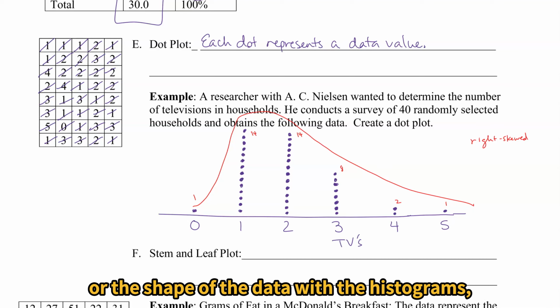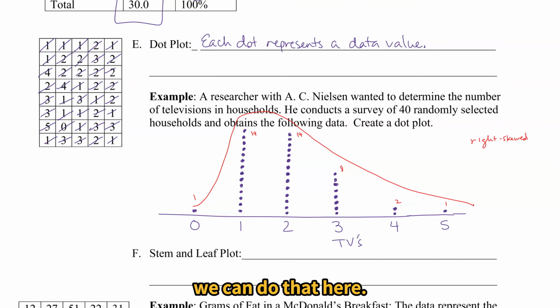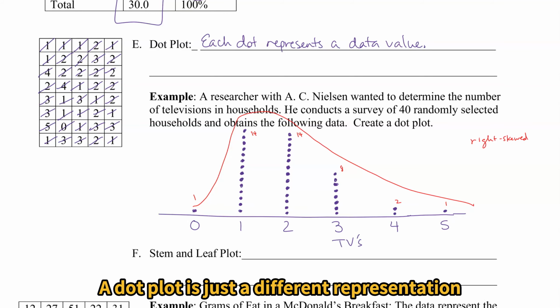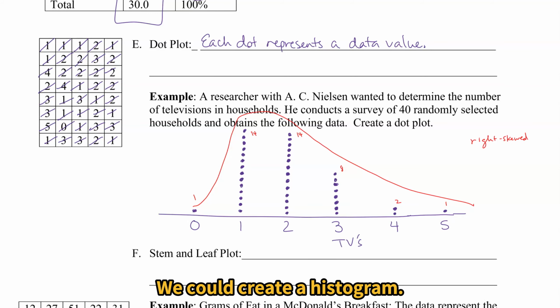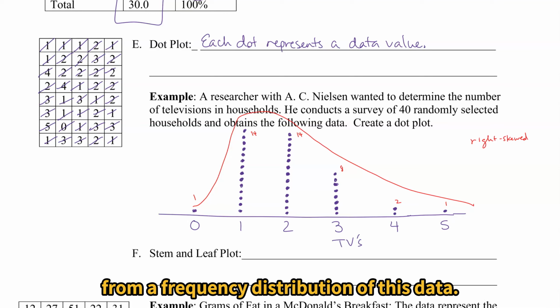even though we normally talk about the nature or the shape of the data with the histograms. We can do that here. A dot plot is just a different representation of the same data. We could create a histogram from a frequency distribution of this data.